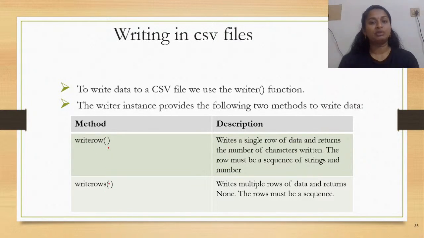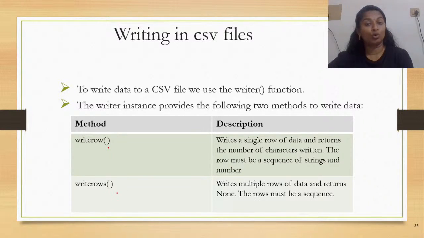Now from the name of the method itself, it is clear to us that one is a singular format and the other is the plural format, right? So the singular format, writerow, indicates writing a single row of data and returning the number of characters written. It will just write a single row of data and return a value, and this value gives the count of the characters written onto the CSV file. The row must be a sequence of strings and numbers.